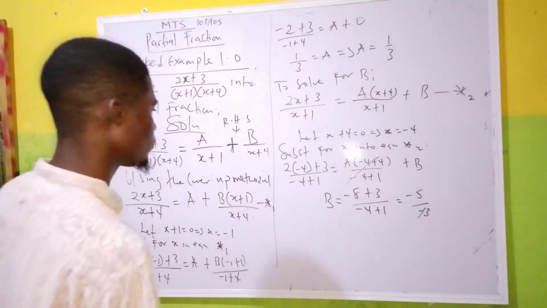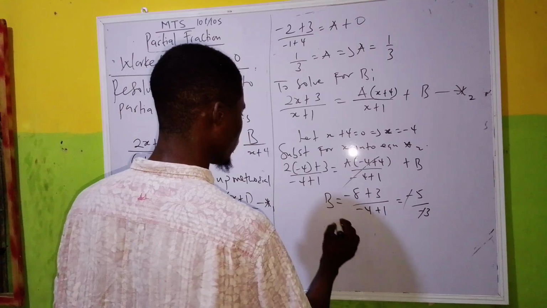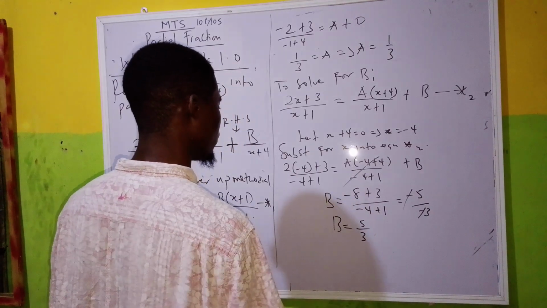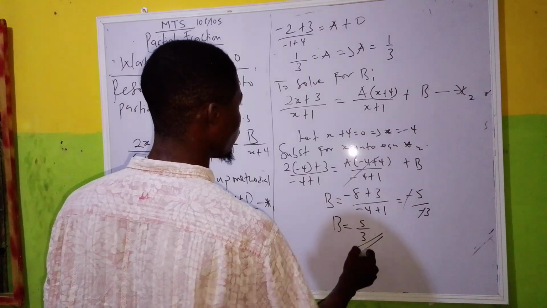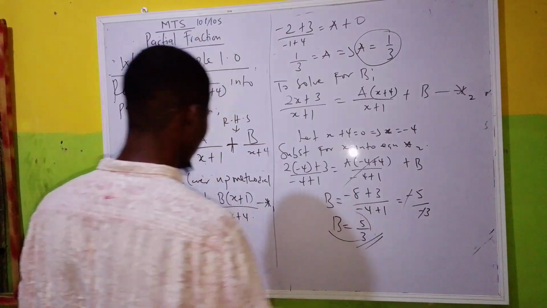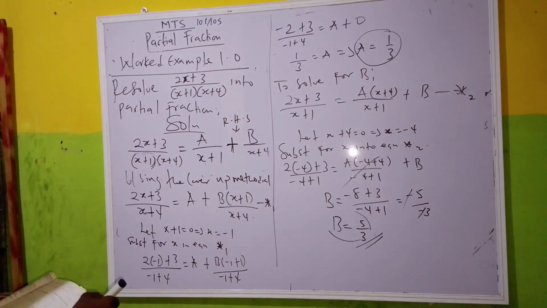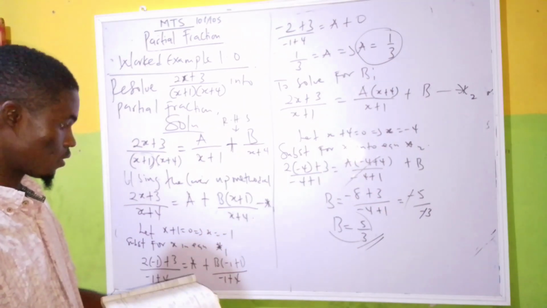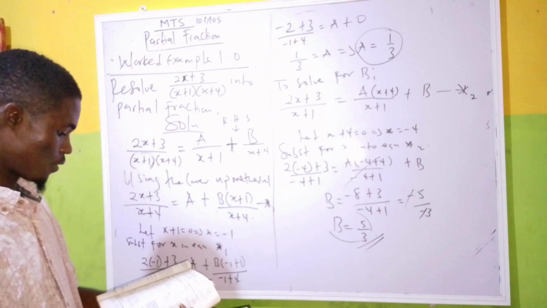Alright. So this one takes care of this one. So we are left with b equals to 5 over 3. And so we have our a and we have our b. Alright. So at the end of the day, we arrive at same answer. Is that clear? We arrive at same answer.